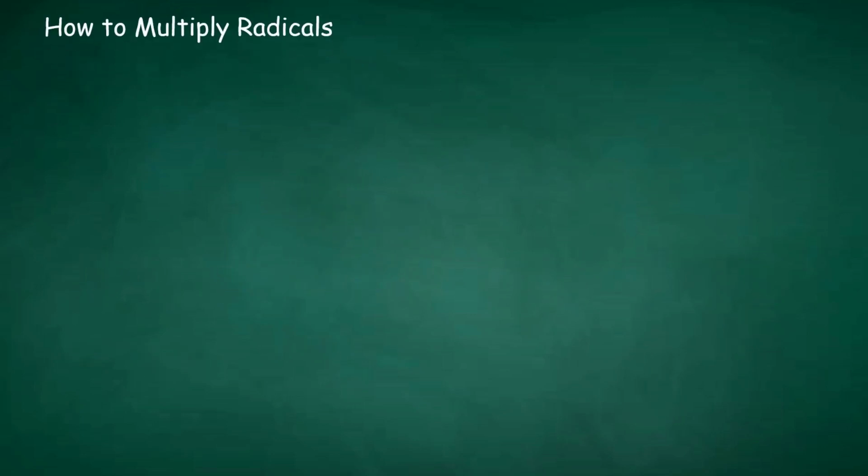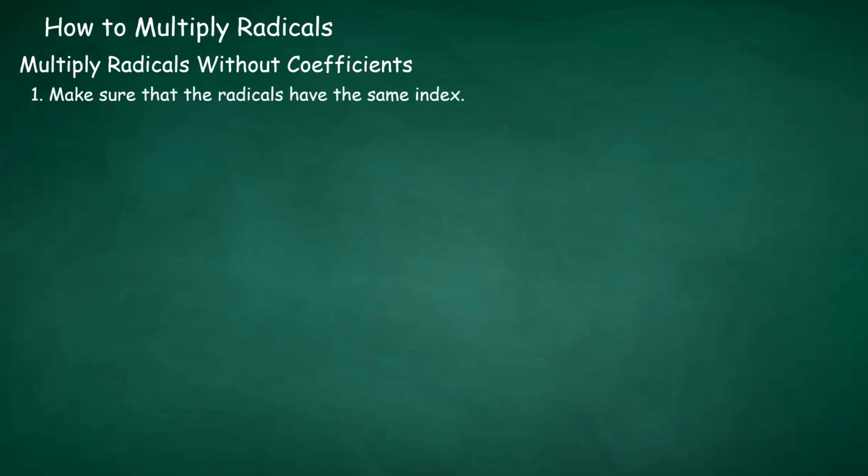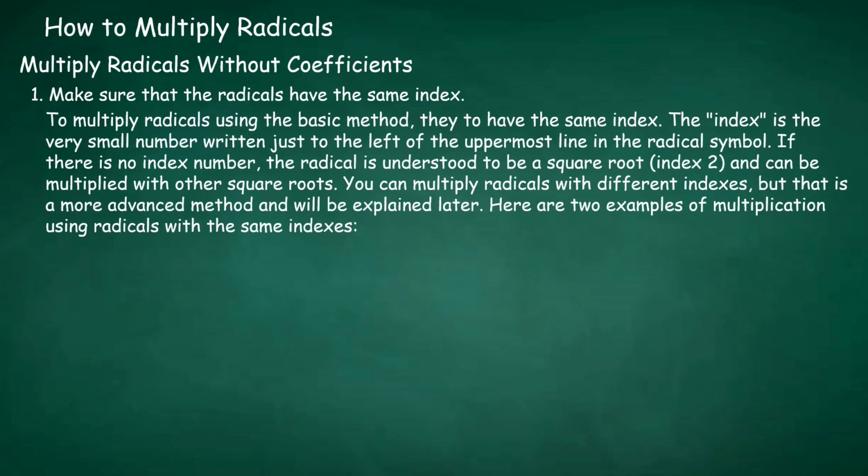How to multiply radicals. Multiply radicals without coefficients. 1. Make sure that the radicals have the same index. To multiply radicals using the basic method, they have to have the same index. The index is the very small number written just to the left of the uppermost line in the radical symbol. If there is no index number, the radical is understood to be a square root, index 2, and can be multiplied with other square roots. You can multiply radicals with different indexes, but that is a more advanced method and will be explained later.